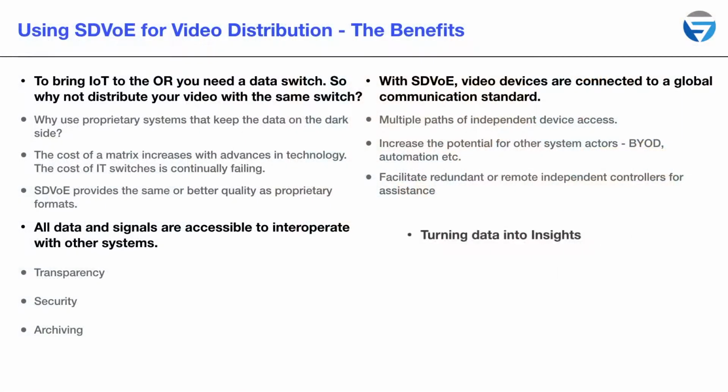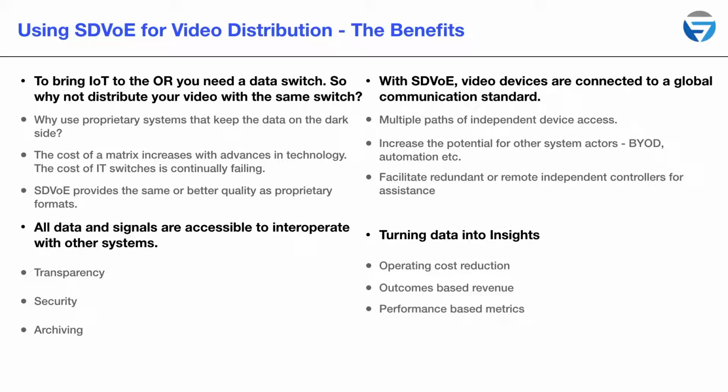So, it's turning data into insights. Operating costs are reduced. In certain countries, you will have an outcomes-based revenue because you have the data. Performance-based metrics, so evidence. And a feedback loop, for me the most important thing, the feedback loop for continuous improvement.